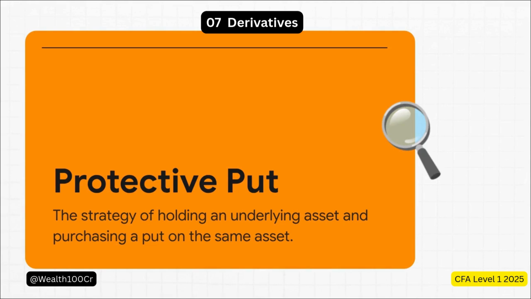And this simple idea, having a ticket and its insurance, has a proper fancy name in your CFA books. It is called a protective put. So next time you see this big term, don't be scared. Just remember our cricket ticket with its rain insurance. It is the exact same thing.